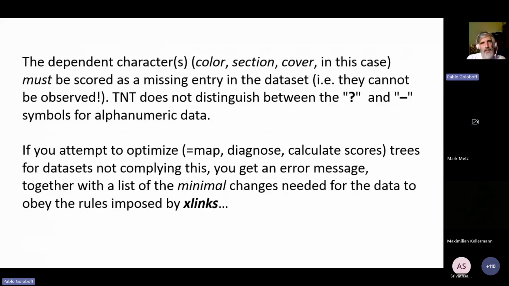Now, in the matrix, the dependent characters, color, section, cover, for example, must be scored as a missing entry in the dataset. They cannot be observed. TNT does not distinguish in the matrix between the symbols question mark and dash when it's reading alphanumeric data. But if you attempt to optimize, you can give TNT a matrix where you specify some color for a taxon which has been coded as having no tail, but if you attempt to optimize those trees for datasets that do not comply, you are going to get an error message, together with a list of the minimal changes needed for the data to obey the rules imposed by Xlink.